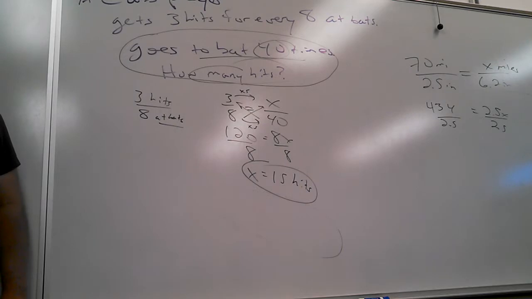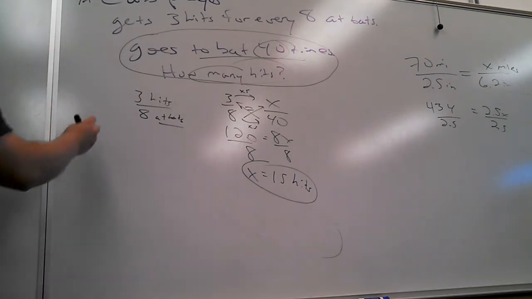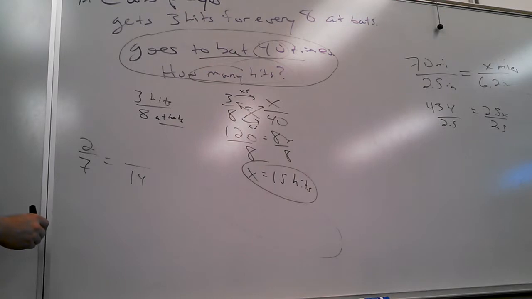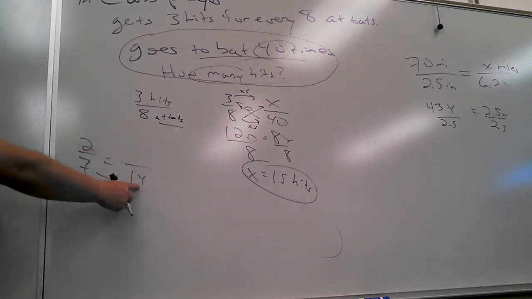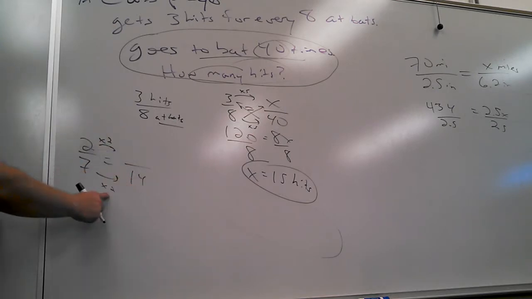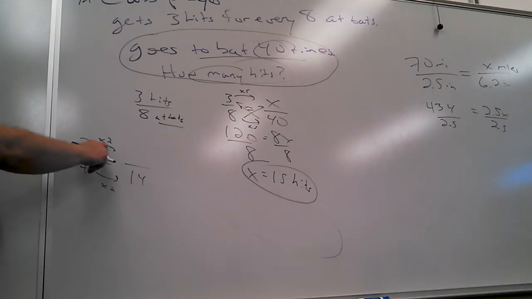What was that again? Can you do that again? This is, back when we were saying, like, 2 sevenths becomes what over 14? 4, because 7 goes into 14. Yeah, whatever you do to the bottom, you've got to do to the top also, right? So how did I go from 7 to 14? Multiply by 2. So on the top, I'm going to multiply by 2.